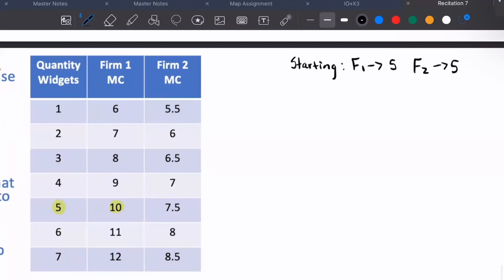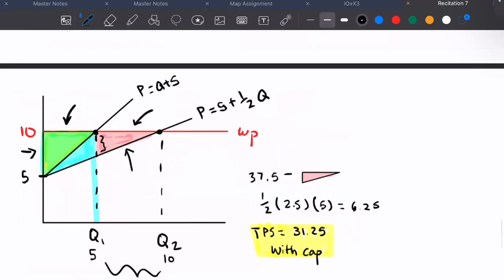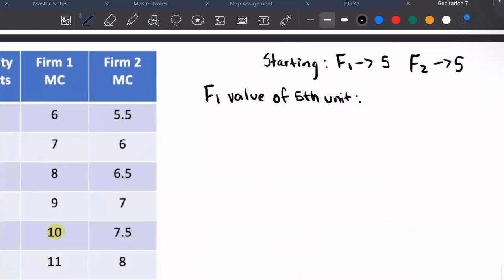We want to figure out, would they trade? And if they do trade, who would be selling their permits to who? So first, let's figure out what firm 1's 5th unit is worth to them. As we know from our graph, we're selling at a price of P equal to 10. Let's call that PS, as we've been doing. So the price that sellers receive is going to be 10. So this is going to be their revenue.